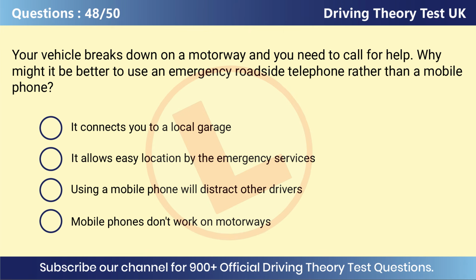Question 48. Your vehicle breaks down on a motorway and you need to call for help. Why might it be better to use an emergency roadside telephone rather than a mobile phone? A. It connects you to a local garage. B. It allows easy location by the emergency services. C. Using a mobile phone will distract other drivers. D. Mobile phones don't work on motorways.